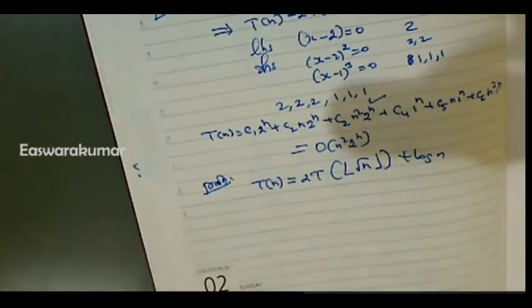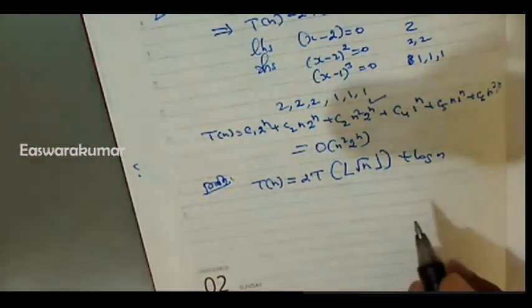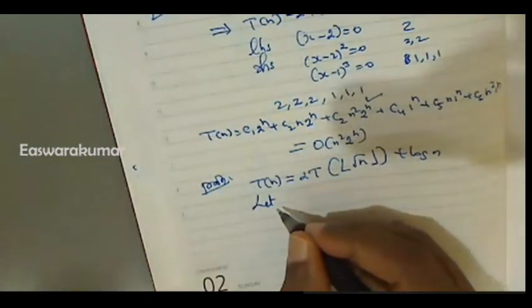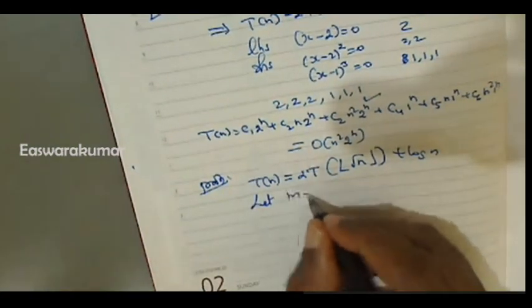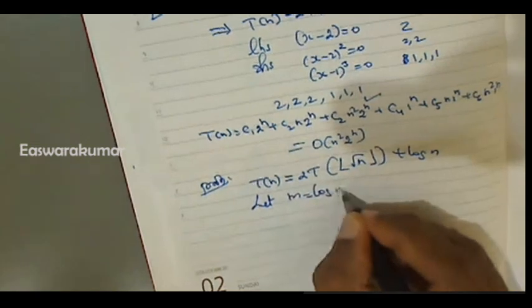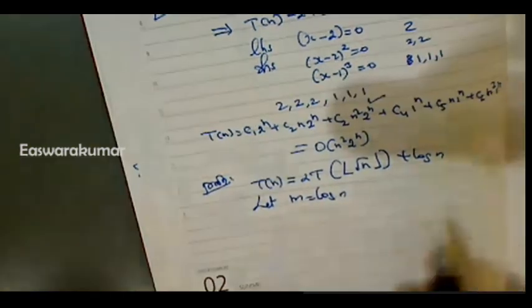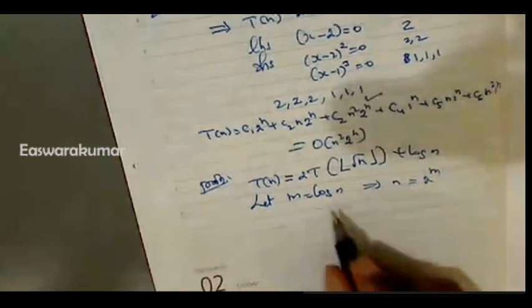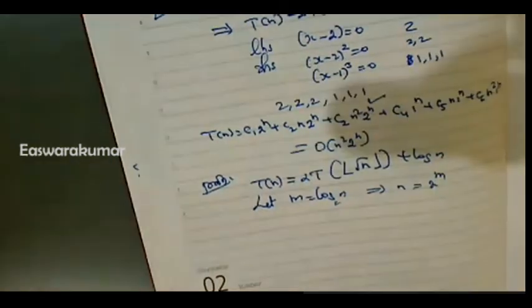So in this case, first we have to remove the flooring. Okay, we have to remove the flooring and root. So what we are substituting is let m is equal to log n. Let m is equal to log n. Then what happens if m is equal to log n? Then what is n? N is equal to 2 power m, because this is log to the base 2, right? N is equal to 2 power m.